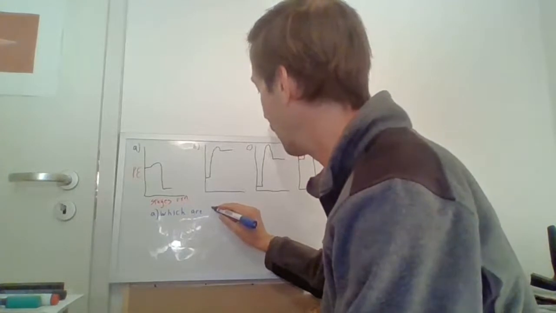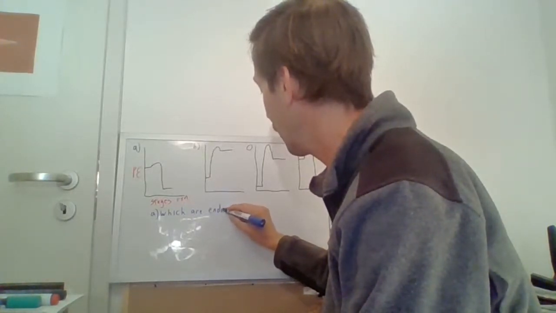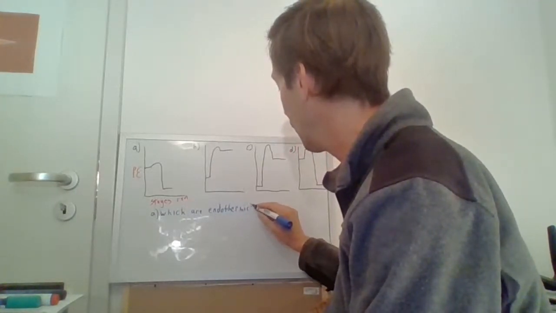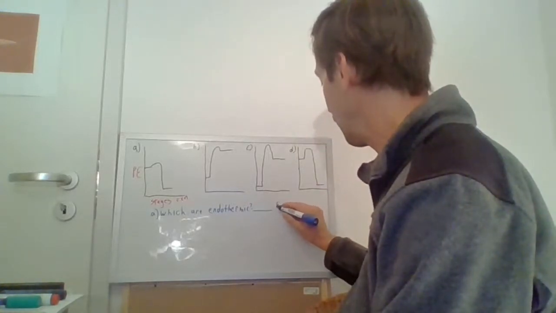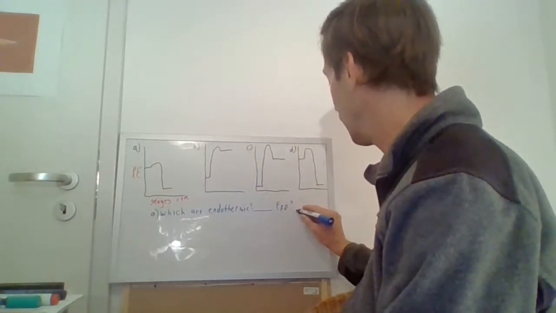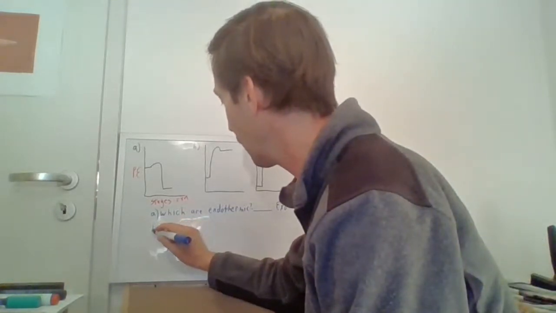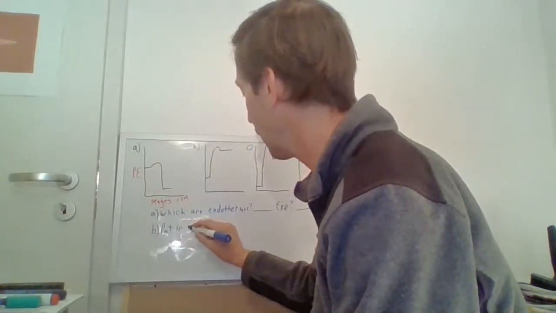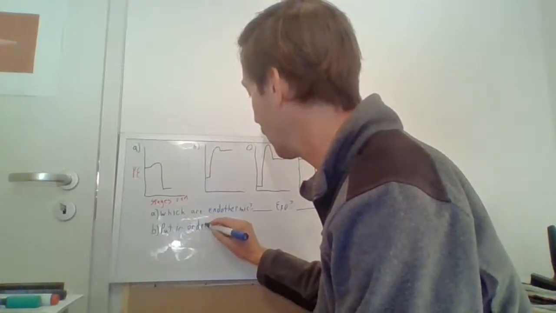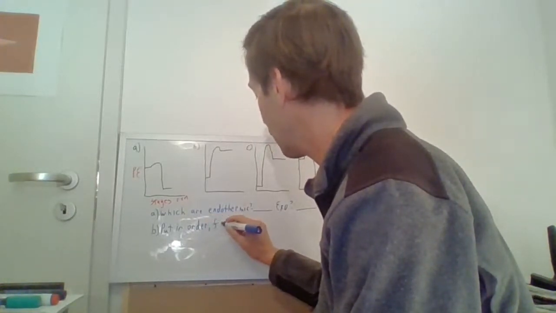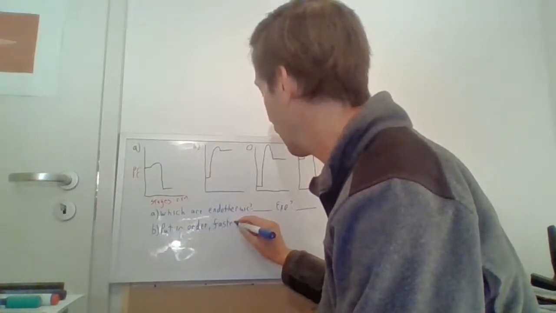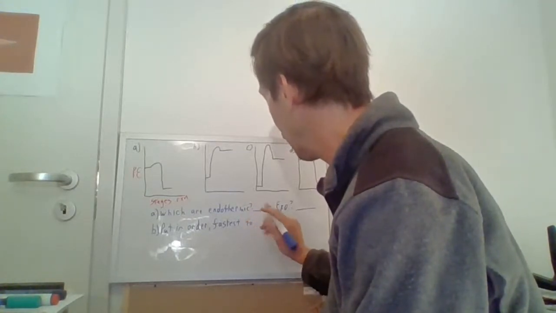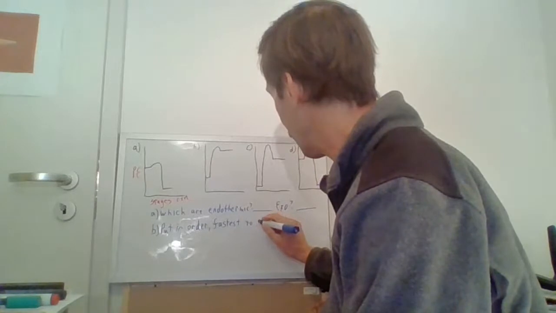Which are endothermic, which are exothermic? Put in order, fastest to slowest.